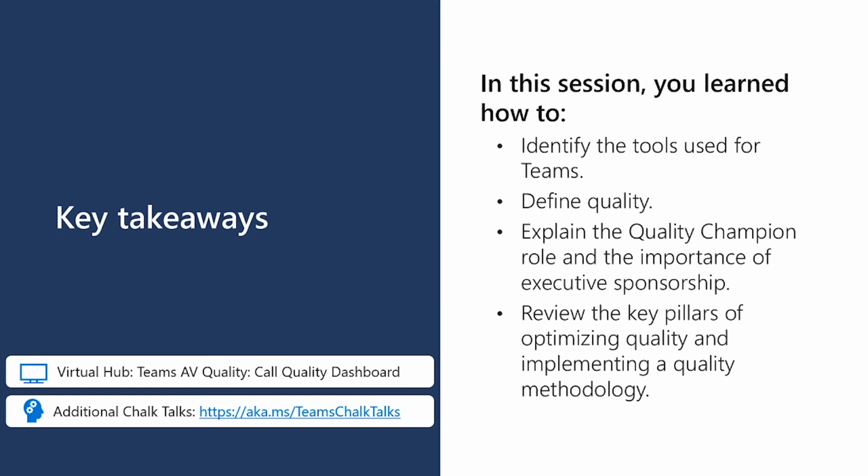In this session, we learned how to identify the tools for Teams. We discussed how to define quality and what constitutes a quality service. We talked about the quality champion role and the importance of executive sponsorship. And we reviewed the key pillars of optimizing quality and implementing a quality methodology in your organization.